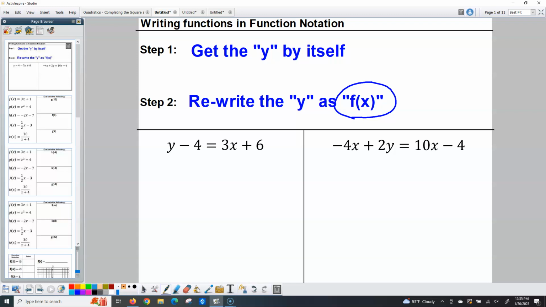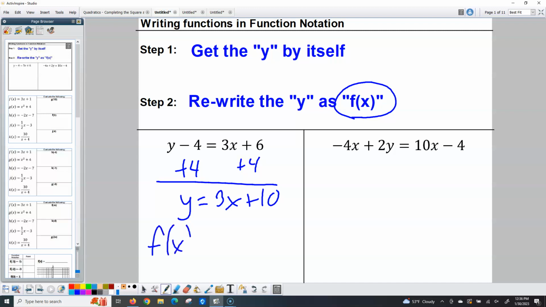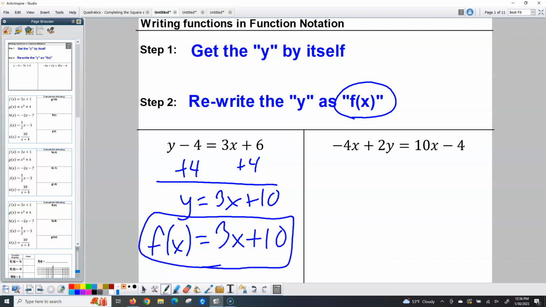But this first one, got to get y by itself, so I'm going to add 4 to both sides. That would leave me with y equals 3x plus 10. So that's step one, get y by itself, and then I'm going to change that y to f of x equals 3x plus 10. It's really just a fancy way math people write y equals mx plus b.